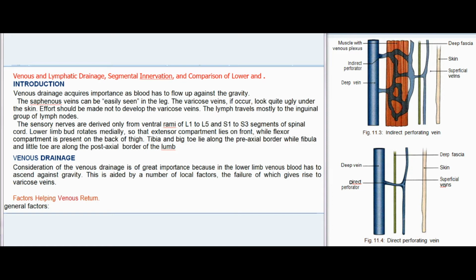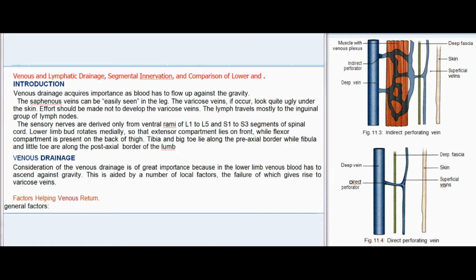The sensory nerves are derived only from ventral rami of L1 to L5 and S1 to S3 segments of spinal cord. Lower limb bud rotates medially, so that extensor compartment lies on front, while flexor compartment is present on the back of thigh. Tibia and big toe lie along the pre-axial border while fibula and little toe are along the post-axial border of the limb.